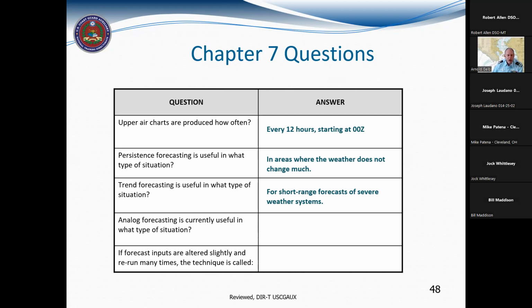And analog forecasting is currently useful when? When you're correcting a forecast. Yep, correcting numerical forecasts. And finally, if forecast inputs are altered slightly and rerun a whole bunch of times, what do we call that? Ensemble. Yes, you have like an ensemble of forecasts. Okay.